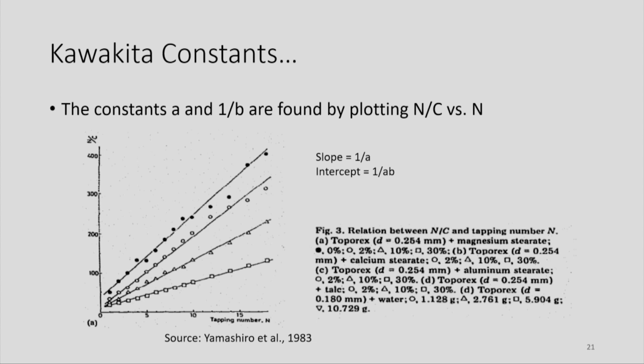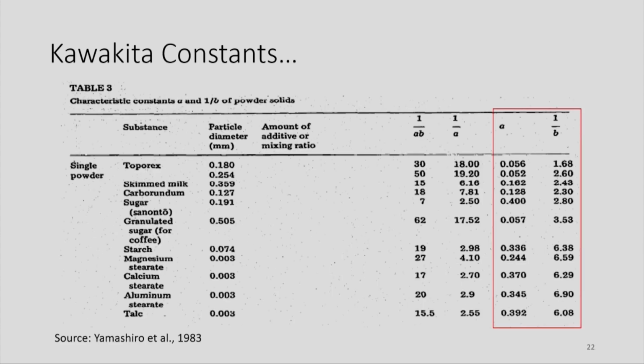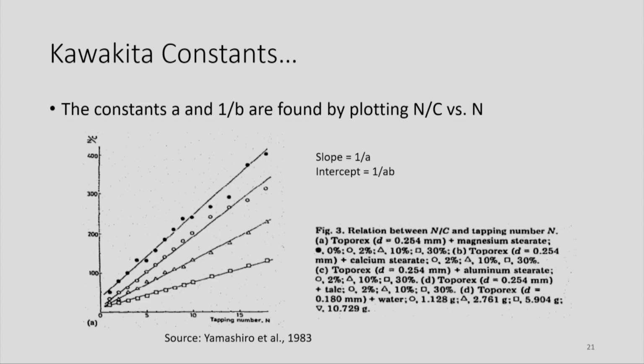Are you still here? Okay. Yeah, go ahead. Oh, what is that? So y is the number of taps over compressibility or compactability, C, N over C. X is just the number of taps, N.